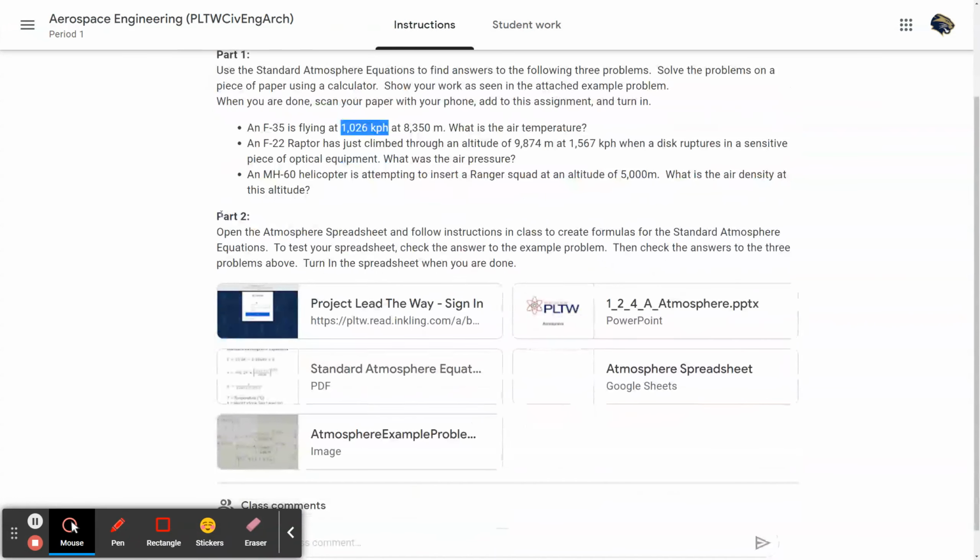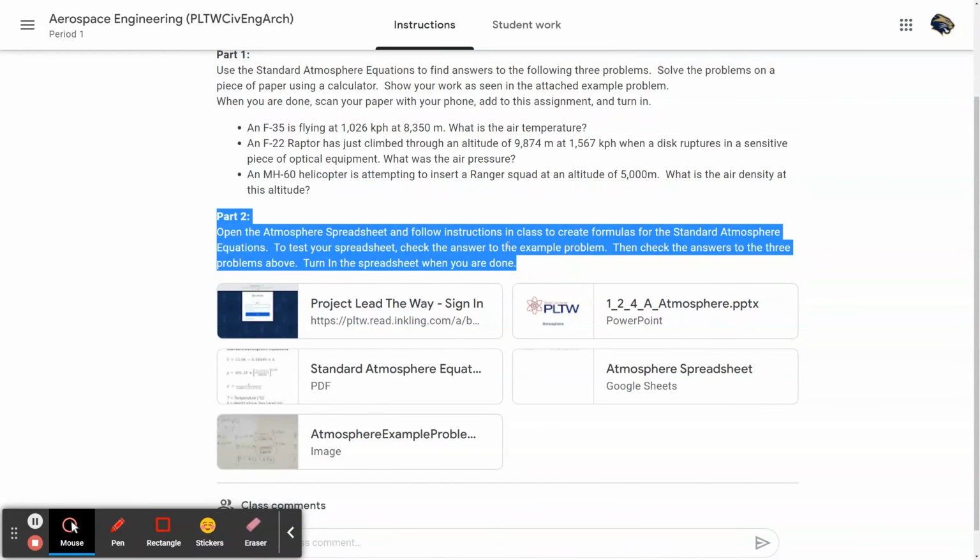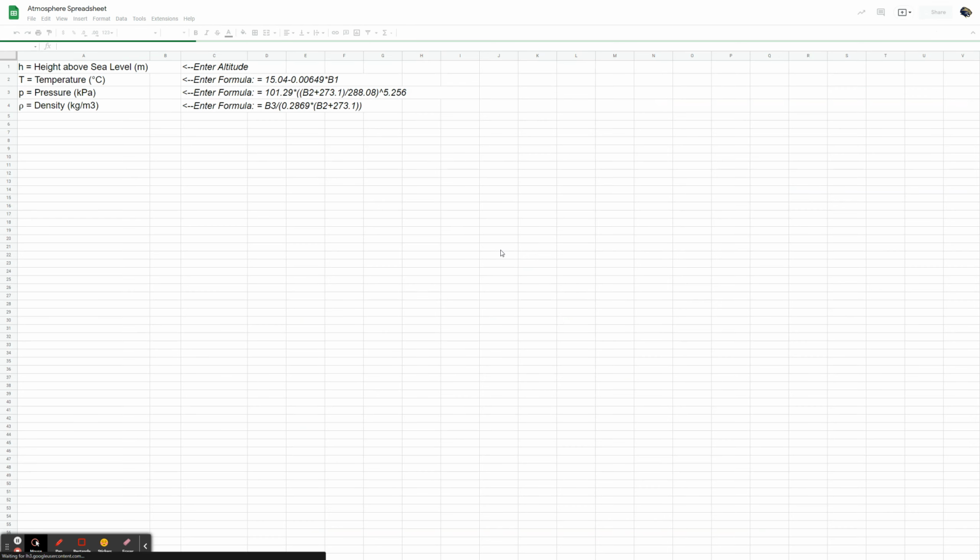Second part of your job, I'm going to show you the pro way, and we're going to use the pro way to check our example and to check our problem solutions. I created this thing called the Atmosphere Spreadsheet, and it's designed for you to be able to create formulas to solve these problems. And you really want to know how to do it both ways.